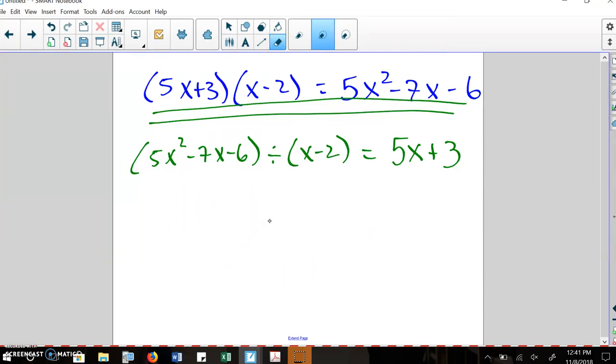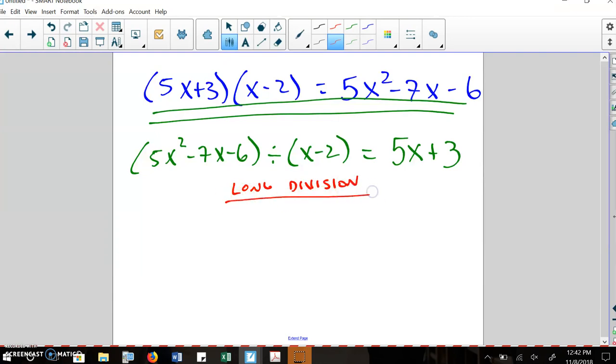So the first way to divide polynomials is something called long division. There are certain times where you have to use long division, and then there are other times where you don't. But I'm going to show you long division first. Just vocabulary here: the term that we are dividing is called the dividend, and this term right here is called the divisor.